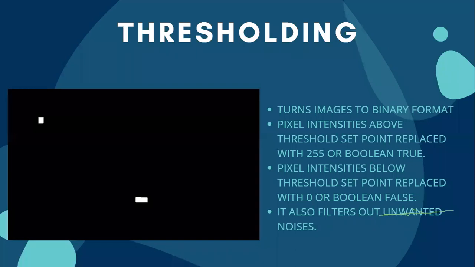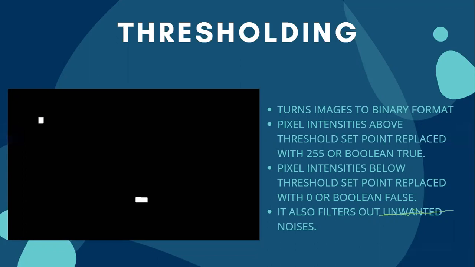Then that threshold set point is getting compared with each individual pixel. If any of the pixel intensities are above the threshold set point, it gets set to 255 or Boolean true, or maybe 1. If it is below the threshold set point, then it is set to Boolean false, binary 0, resulting in only two intensities, that is white and black. It also filters out unwanted noises.